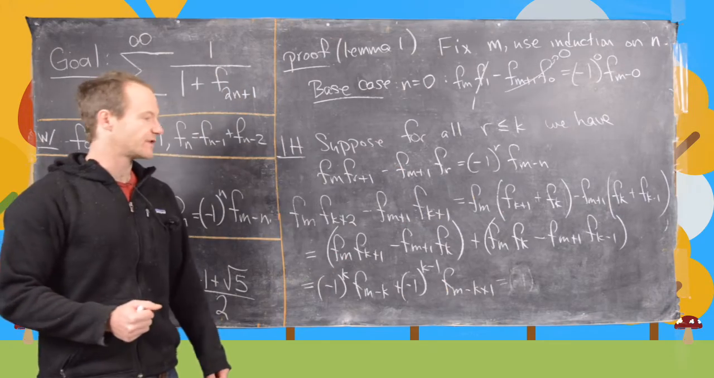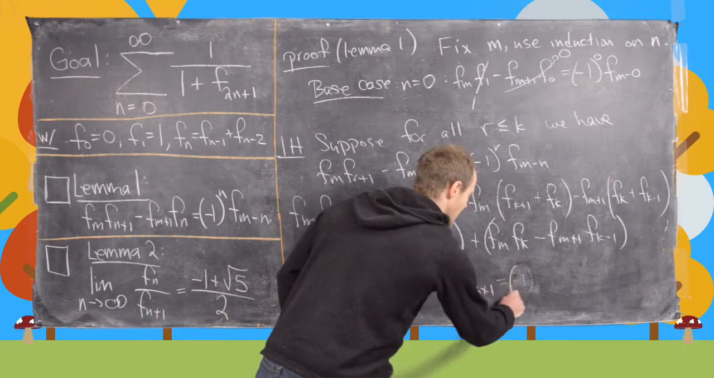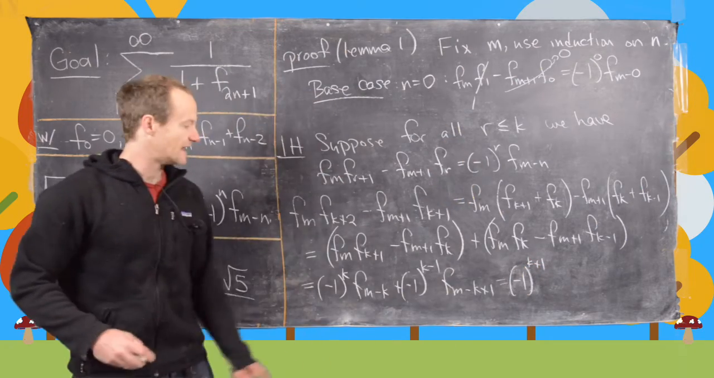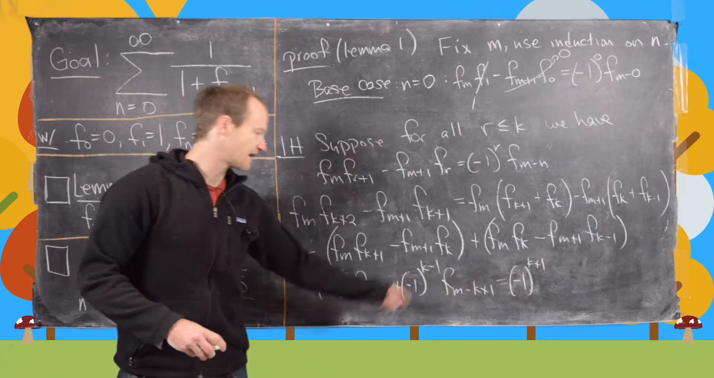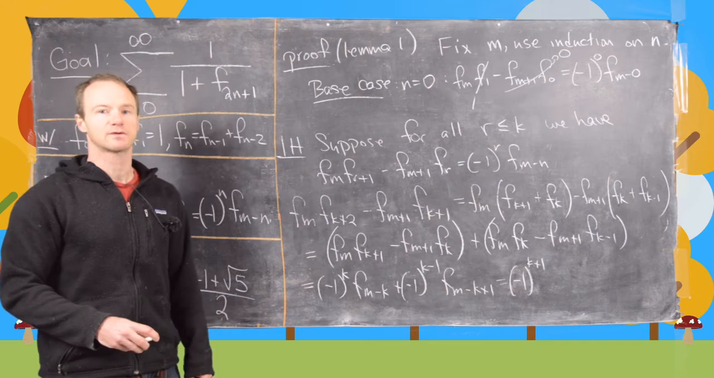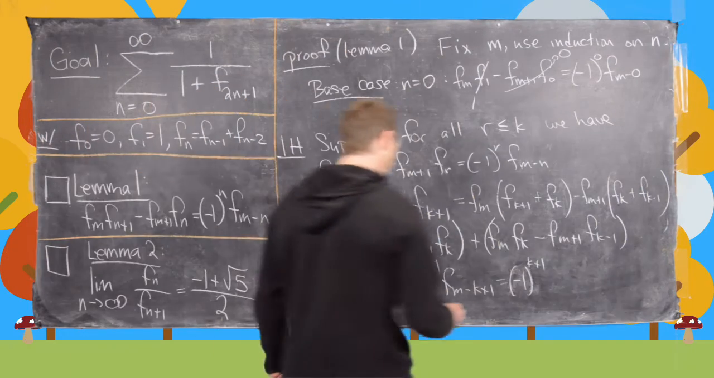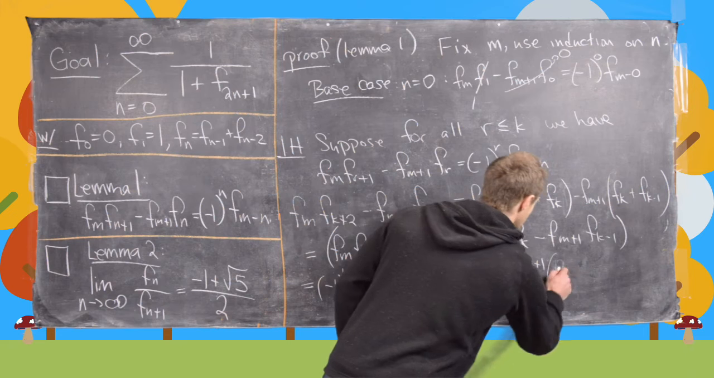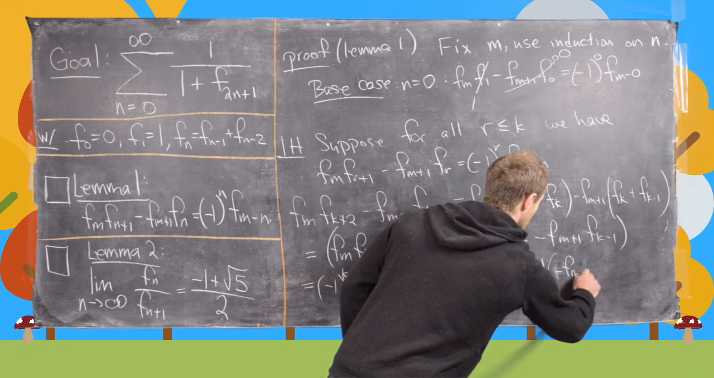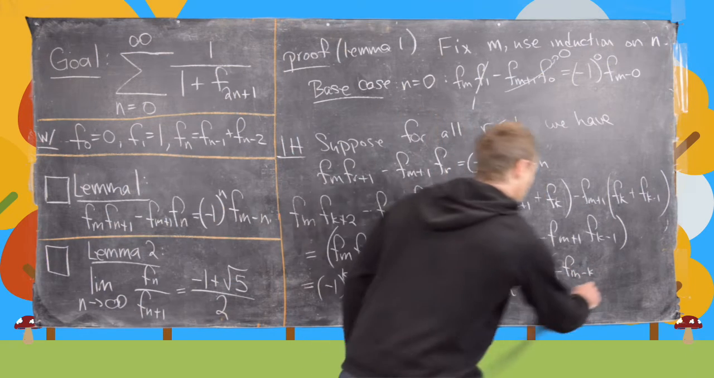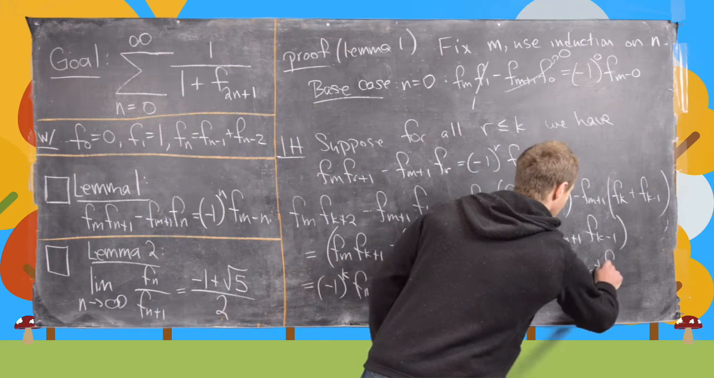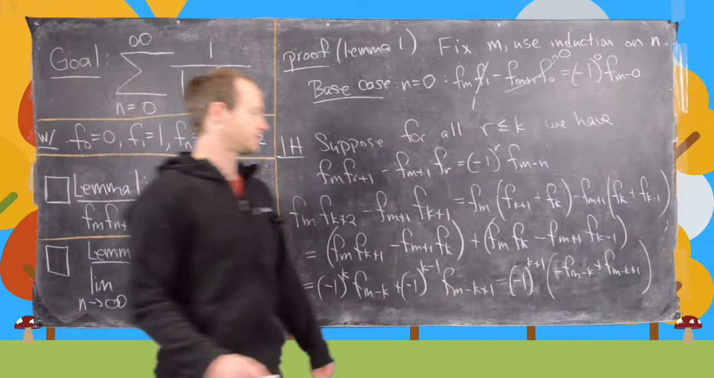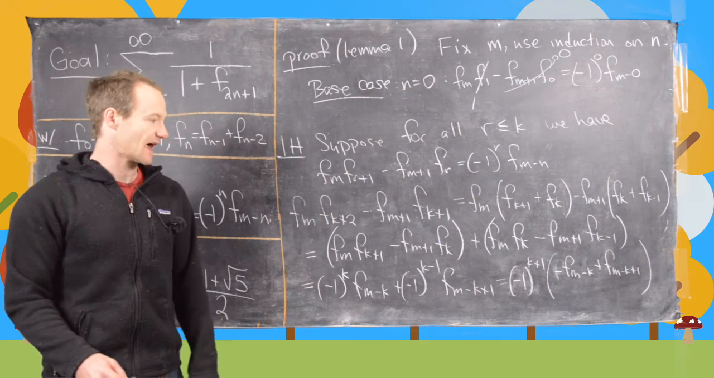So the next thing I can do is factor out a (-1)^{K+1}. And now notice that (-1)^{K+1} and (-1)^{K-1} are the same. And so what that is going to leave me with is negative F_{m-K} plus F_{m-K+1}. Okay, so that's going to give us that.